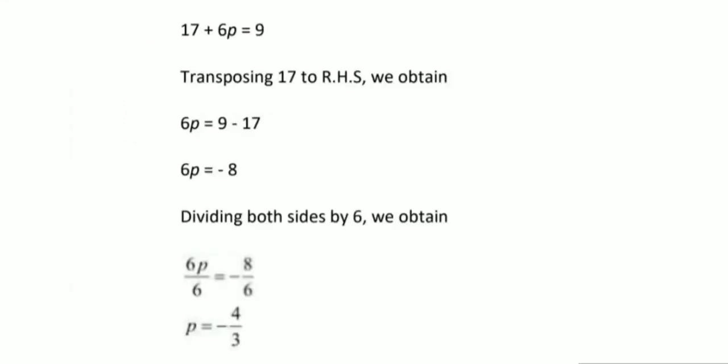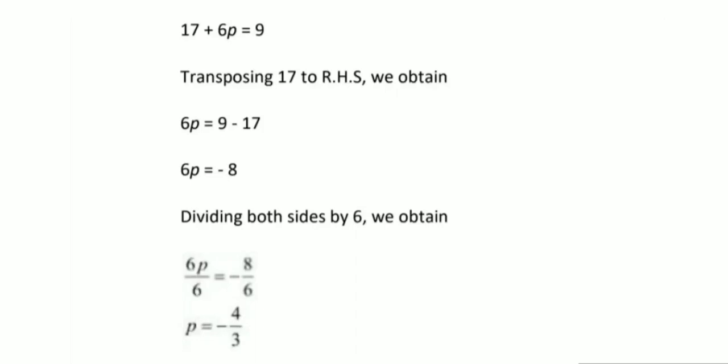So scholars, next question, 17 plus 6p is equal to 9. So first transposing 17 to the right hand side, we obtain 6p is equal to 9 minus 17. So 9 minus 17 is minus 8. It means the equation is 6p is equal to minus 8. Okay. Now dividing both sides by 6, we obtain 6p upon 6 is equal to minus 8 upon 6.